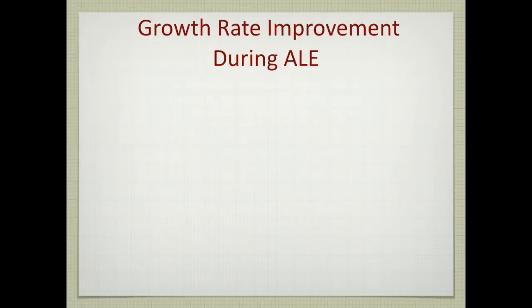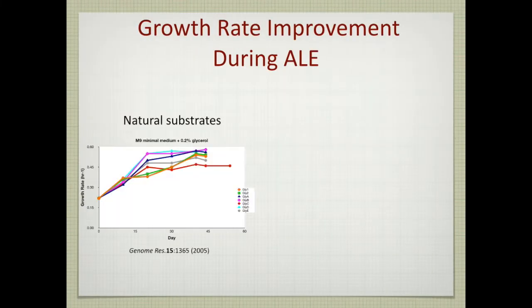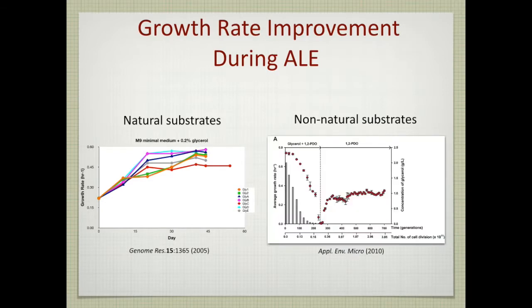All right, so what do these things look like? Here is an example of a replicate experiment for that glycerol evolution. Growth rates improve over time, not always identically, and sometimes you get an outlier like that curve in red. Here is another type of evolution where you're trying to get E. coli to grow on a non-natural substrate.